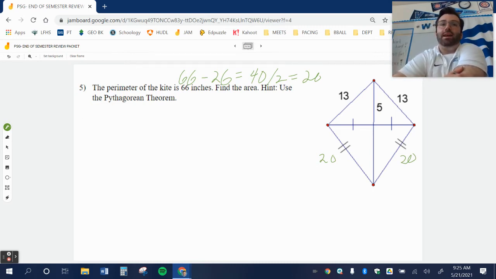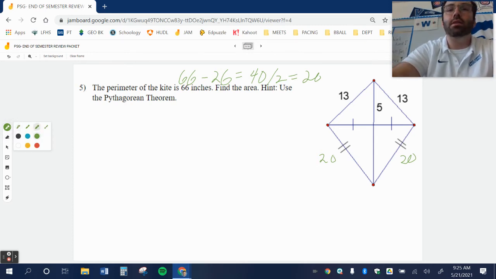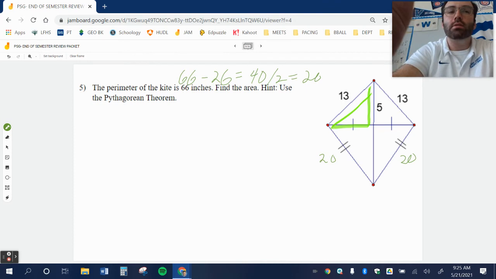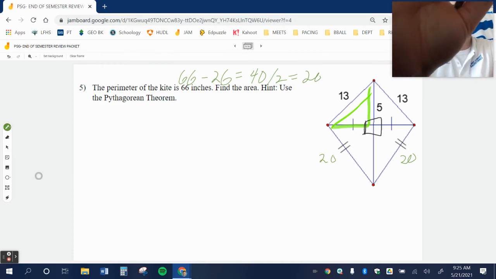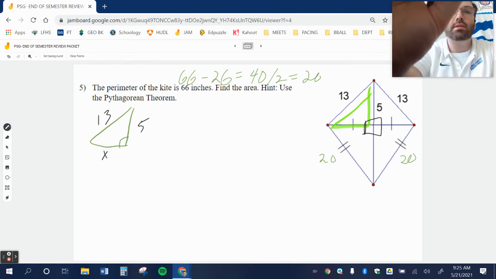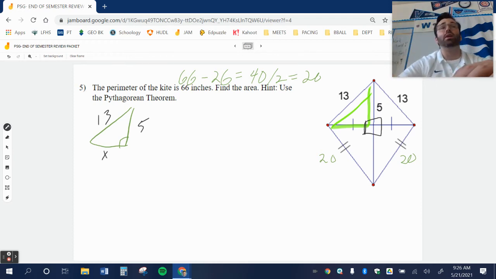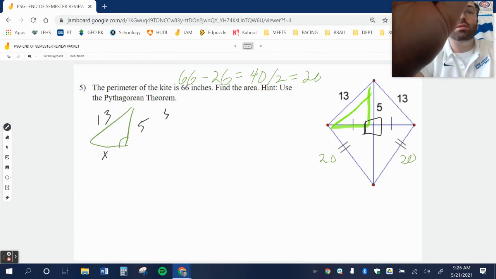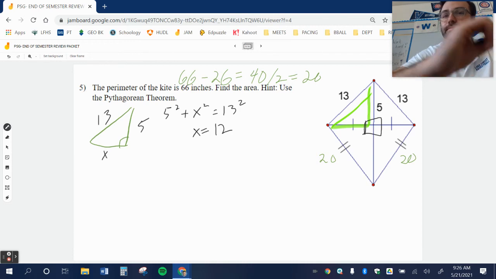Find the area. Hint, use the Pythagorean theorem. I first want to look at this right triangle, and remember that all four angles here are right. If I look at that green right triangle, here's my right angle. I have 5, I have 13, and I have x. Some of us may recognize the triple. It's a 5, 12, 13 triple. If not, I would just use the Pythagorean theorem, like it says in the hint, and you will get x to equal 12. So I call that x and that x. They're congruent, so each of these pieces is 12.